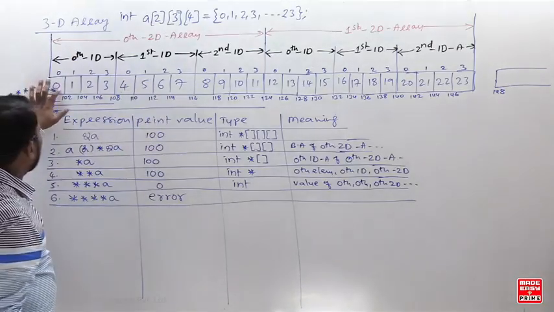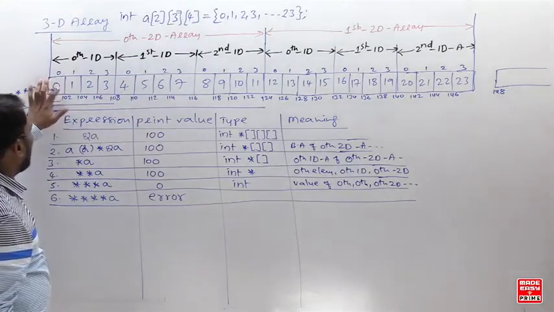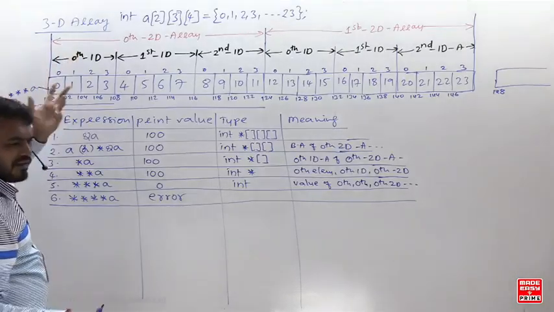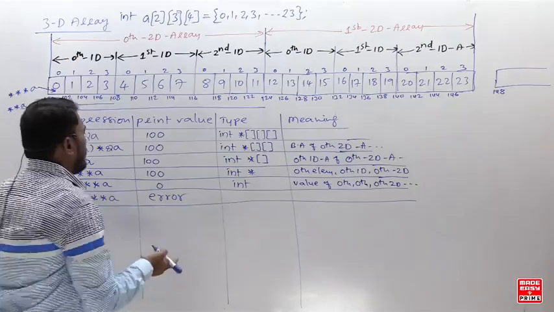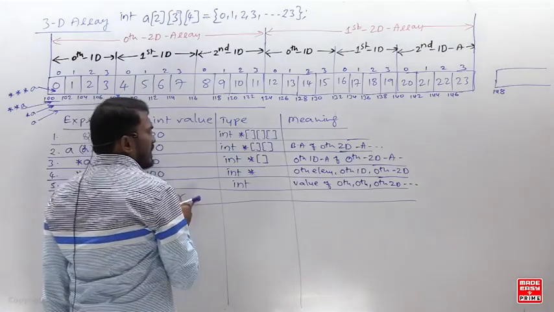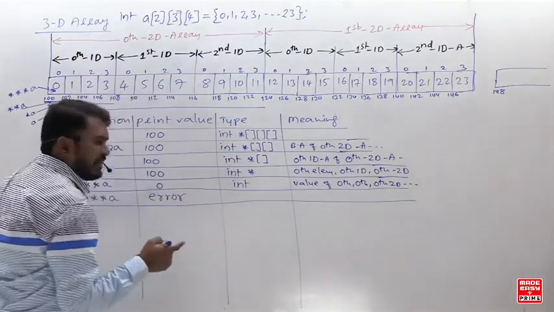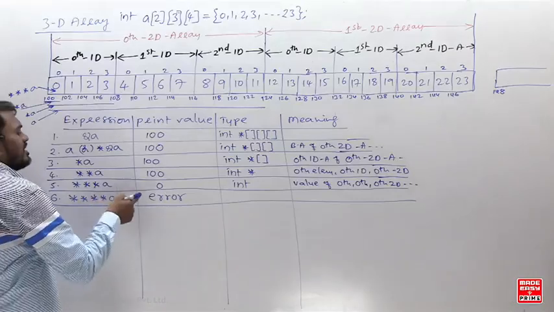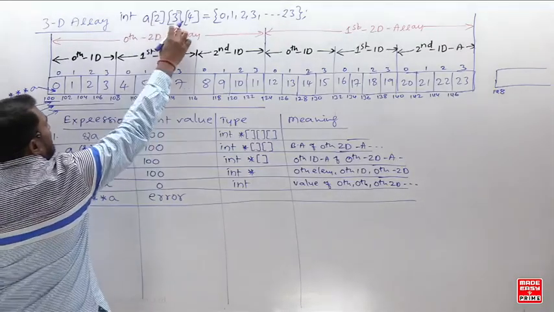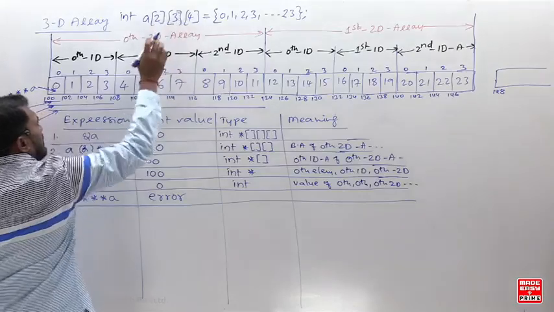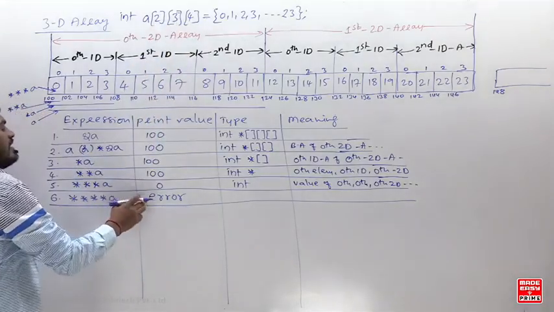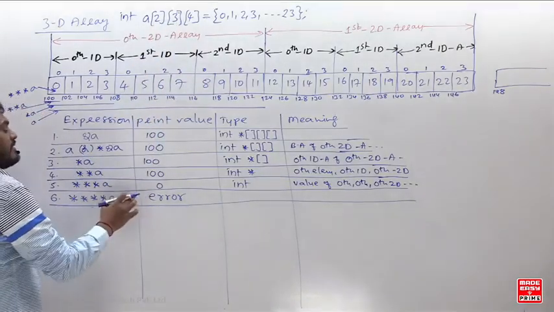Okay, one more star means what? Value at the location 0. Whether it's available or not available, we don't know, right? You are referring to some unknown location. So, type print value is the error, it will give error. And moreover, it will also think the declaration is having how many brackets here? 3 brackets. But you are trying to access with the 4 stars. So that is not allowed. So that will give you error.